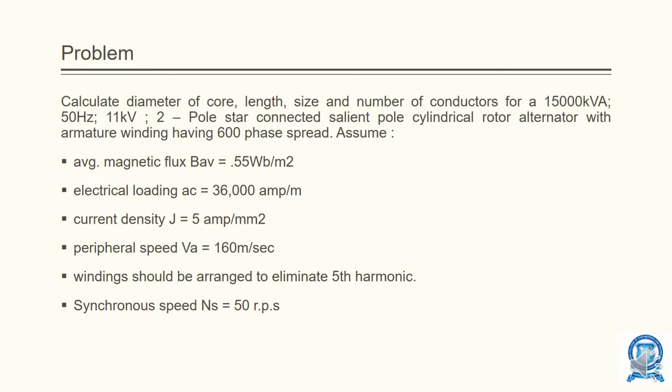The winding should be arranged to eliminate fifth order harmonics, and synchronous speed ns is equal to 50 rps, that is in terms of rotations per second. Okay, so now you are supposed to calculate the D and L, that's the main dimension of the machine, the diameter of core and length, size and number of conductors. These are the things you are supposed to calculate. So let us see one by one.